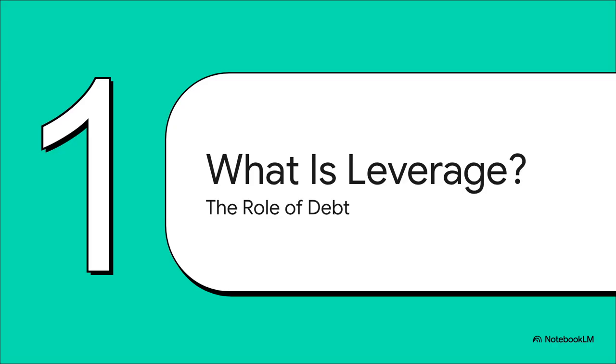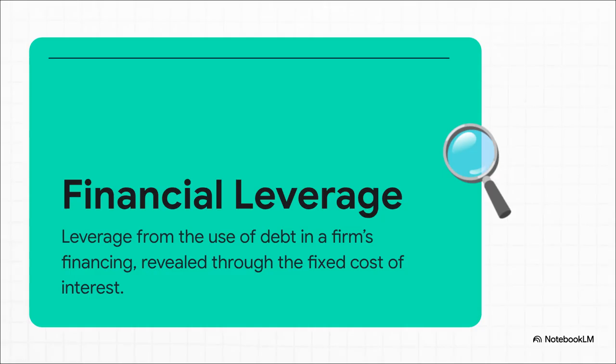All right, first things first. When you hear someone say a company is leveraged, what are we really talking about? Well, it all comes down to the role of debt in how that company is structured. At its heart, financial leverage is all about using borrowed money, debt, to finance your assets. And that debt creates a fixed cost, one that doesn't change, interest payments. This little detail has some really big implications down the line.